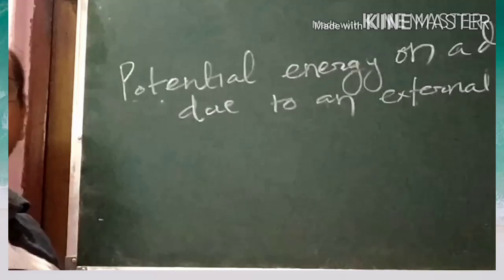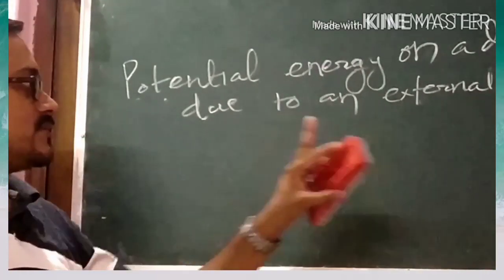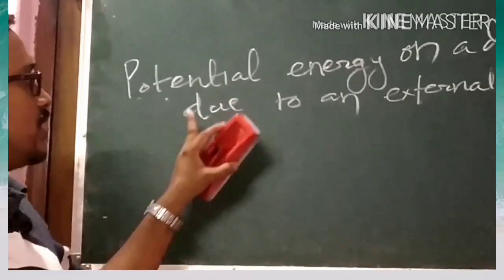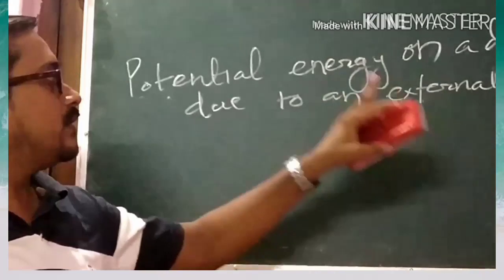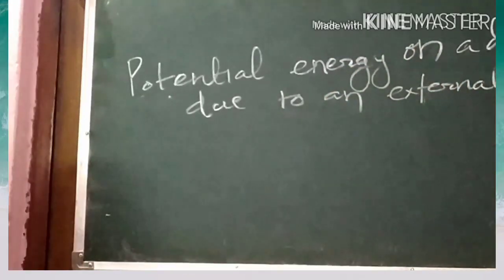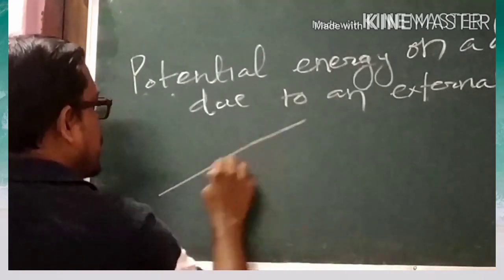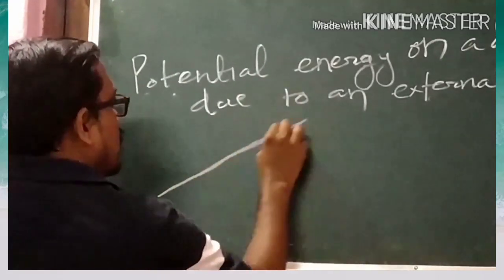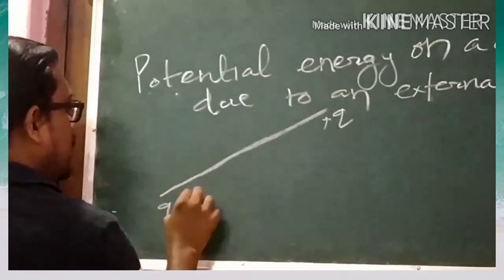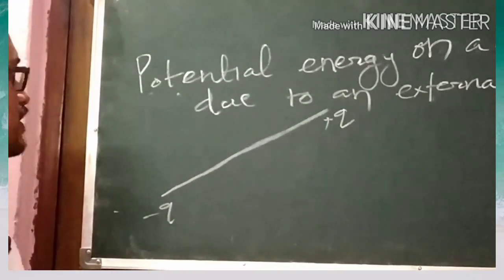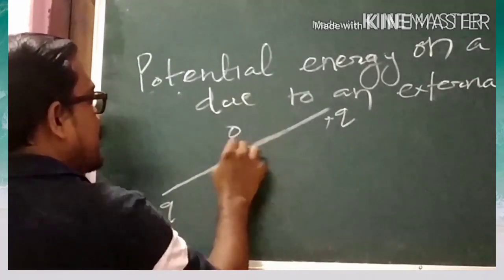Okay, so first we have discussed the potential energy on a single charge due to an external field. Second, we have calculated the potential energy of a system of charges due to an external field. Now this is a dipole. From the definition of the dipole, we know this is two charges of the same magnitude separated by some distance. Now let us consider this is the midpoint.